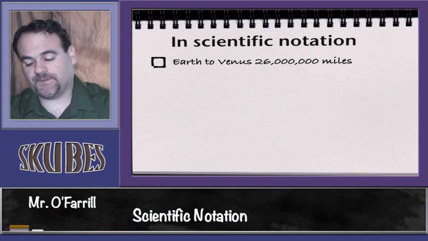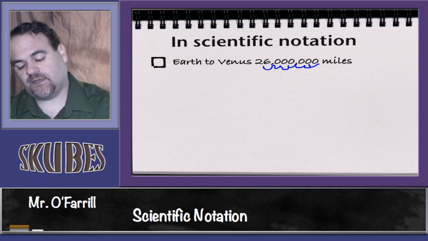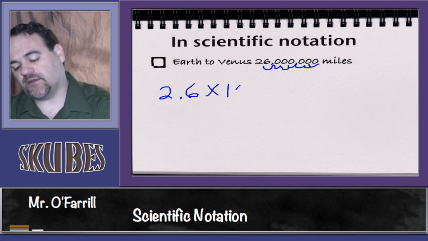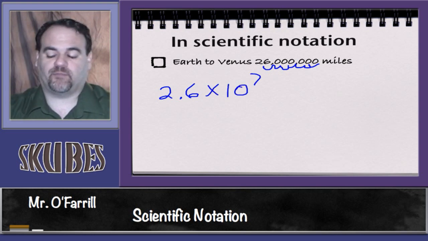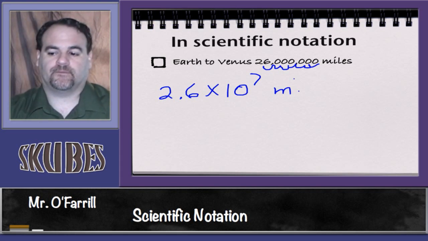To Venus. 1, 2, 3, 4, 5, 6, 7 hops again. 2.6 times 10 to the 7th power miles.